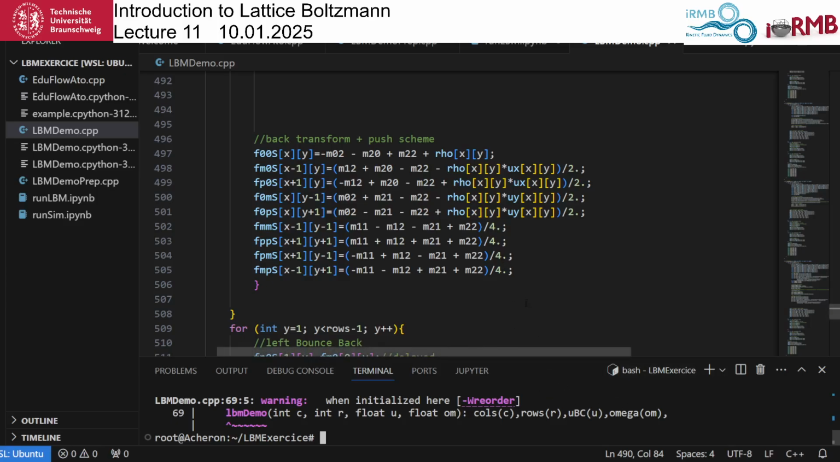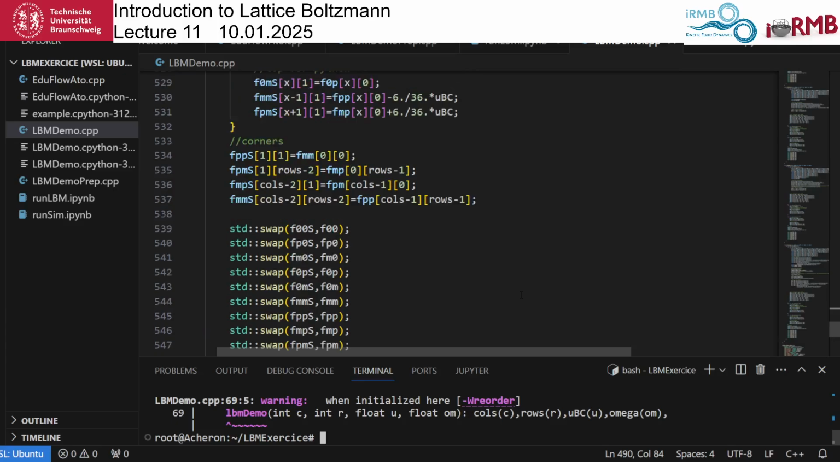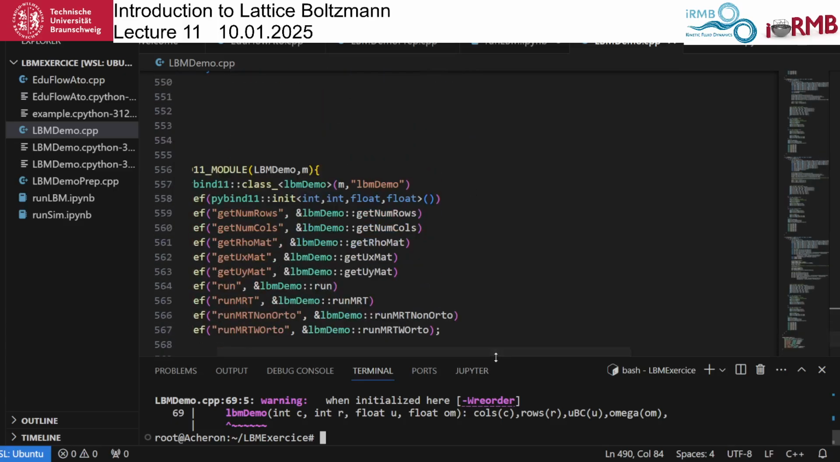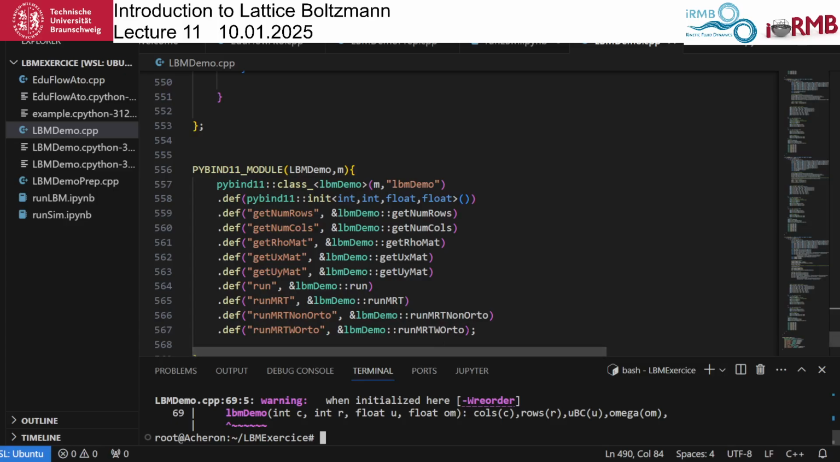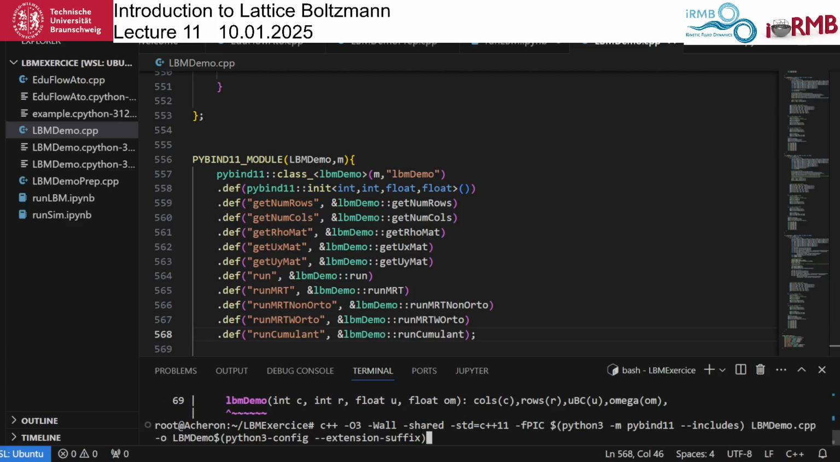Okay, wait. We've forgotten something very important. This function cannot be called. Okay, let's do the interface. Let's do the interface. Call this Cumulant. And calling Cumulant. So, okay, do it again.